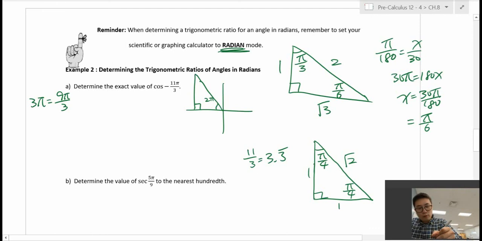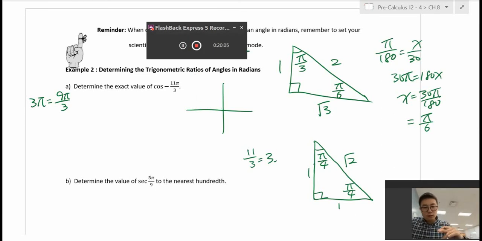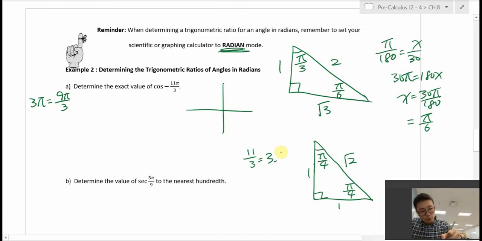2 pi over 3, like this. Okay. All right, I made a mistake. 11 over 3 is not 3.3 repeating. It's actually 3.6 repeating. No wonder 2 pi over 3 doesn't sound right to me. Okay, so it should be 3.6 repeating.